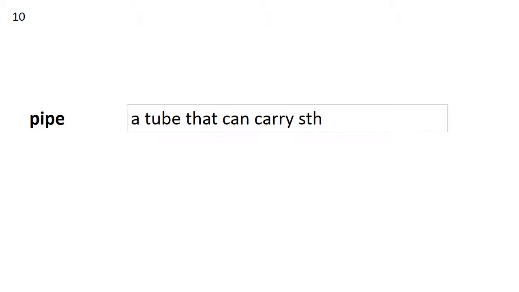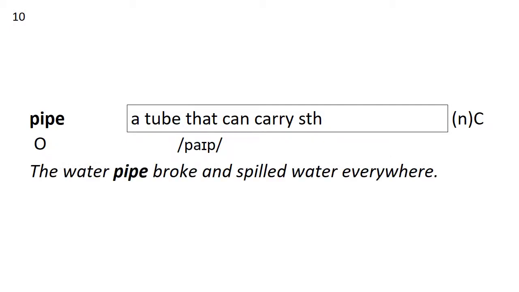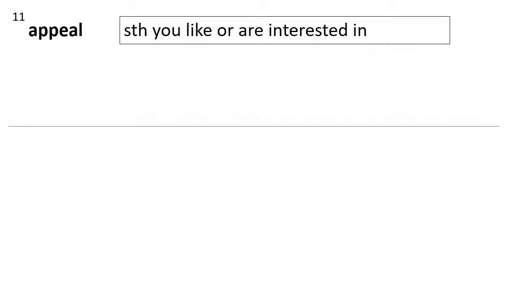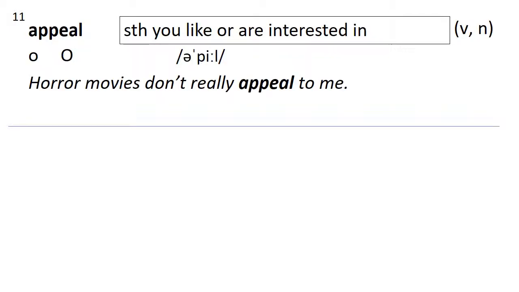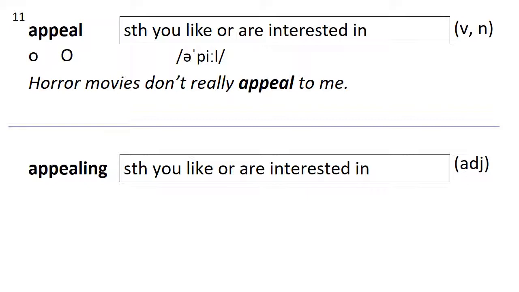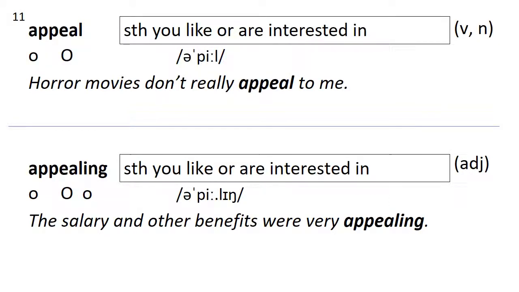Number 10 is pipe. Pipe is a tube that can carry something, and it's a countable noun, 1 syllable. Pipe. The water pipe broke and spilled water everywhere. Number 11 is appeal. Appeal is something you like or are interested in. It can be a verb or a noun. How many syllables in the word appeal? 2, stress on the second. Appeal. Horror movies don't really appeal to me. Then we have appealing. Same meaning, but it's an adjective. 3 syllables, stress on the second. Appealing. The salary and other benefits were very appealing.